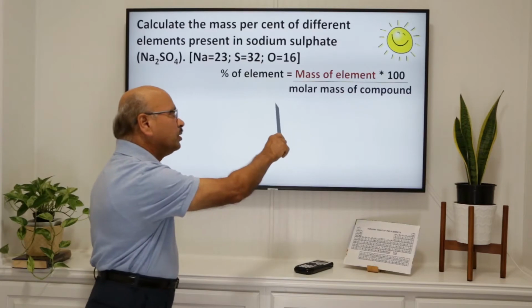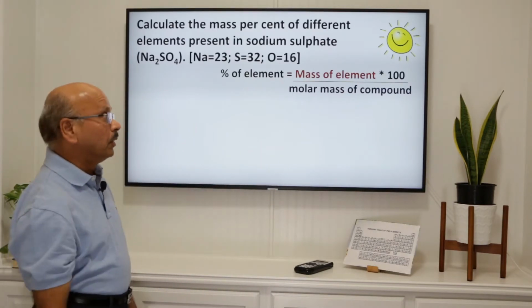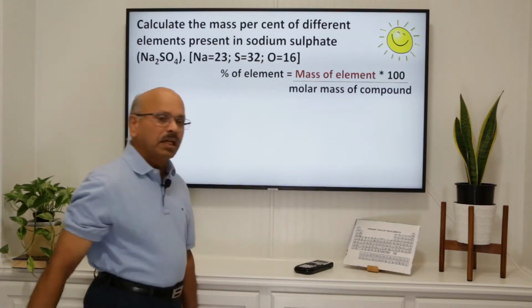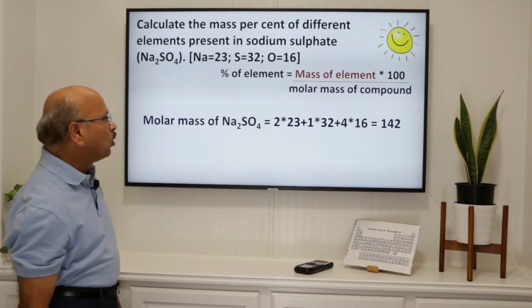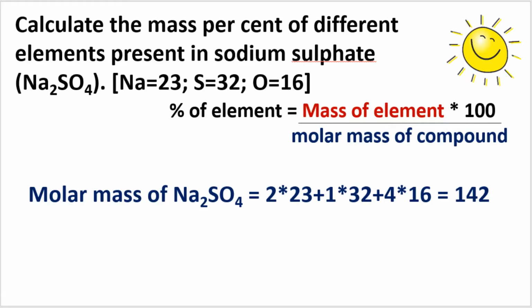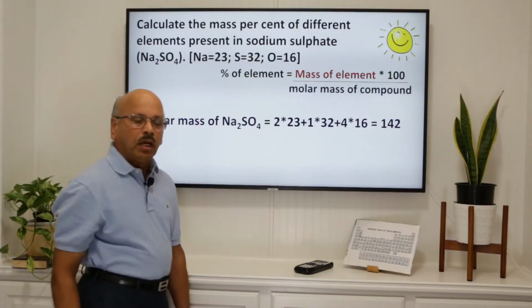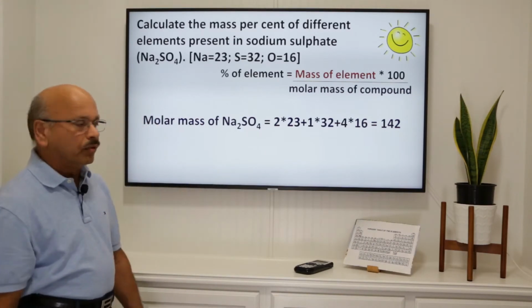The percent of each element is the total mass of that element in the compound, divided by the molar mass times 100. So, first you have to find the molar mass. Let's think about the molar mass of sodium sulphate. We have 2 sodium, so 2 times 23. 1 sulfur, so 1 times 32. 4 oxygen, so 4 times 16. Add them together, you get the molar mass, which is 142.